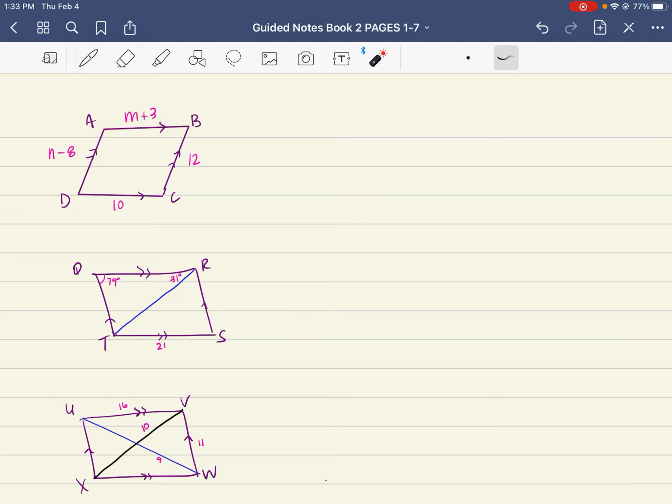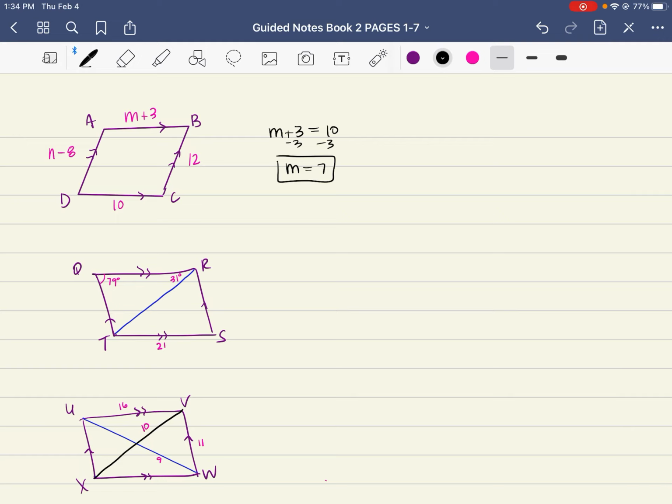So if I'm trying to find these variable values on this one, I know that m plus 3 is AB, which would be equal to DC. So all I do is say, I know that m plus 3 should equal D to C, which is 10. Those are opposite sides. If I subtract this 3, I know that the value of m would be equal to 7. So using that property that opposite sides are congruent.